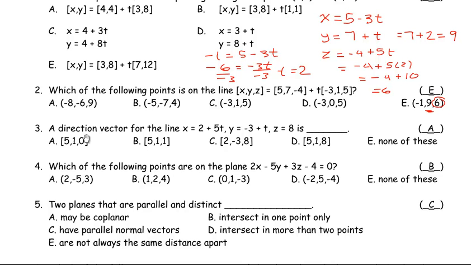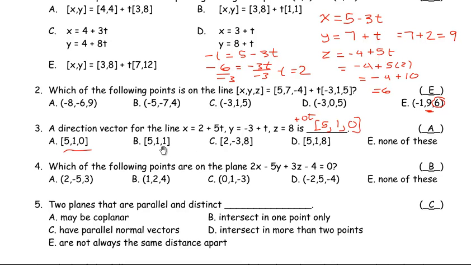In 3 here, a direction vector for the line x equals 2 plus 5t, y equals negative 3 plus t, and z equals 8 is... And the direction vector are the coefficients of the t, so it would be 5, comma, and then the coefficient of t here is 1, comma. And now z equals 8. z equals 8 is the same as 8 plus 0t. So the z component would be 0. And that's answer A here.